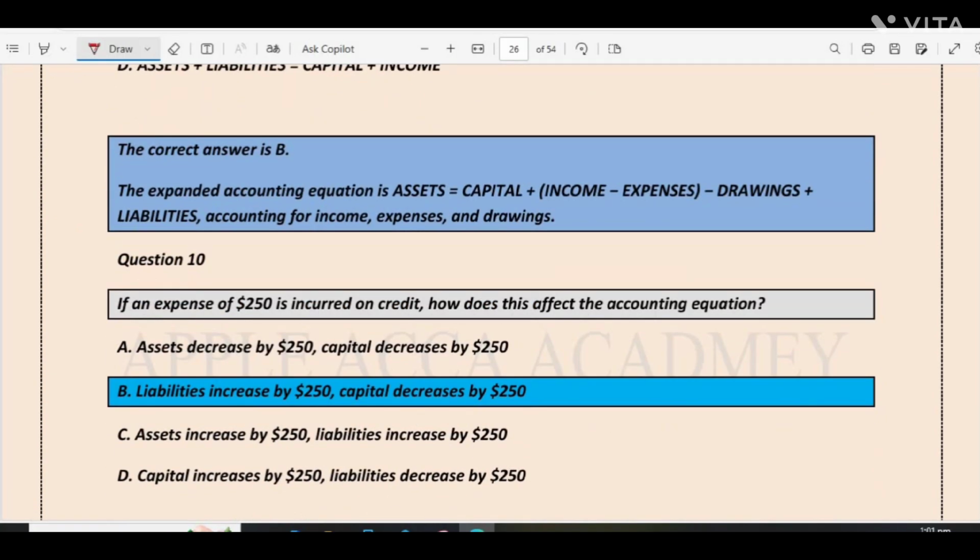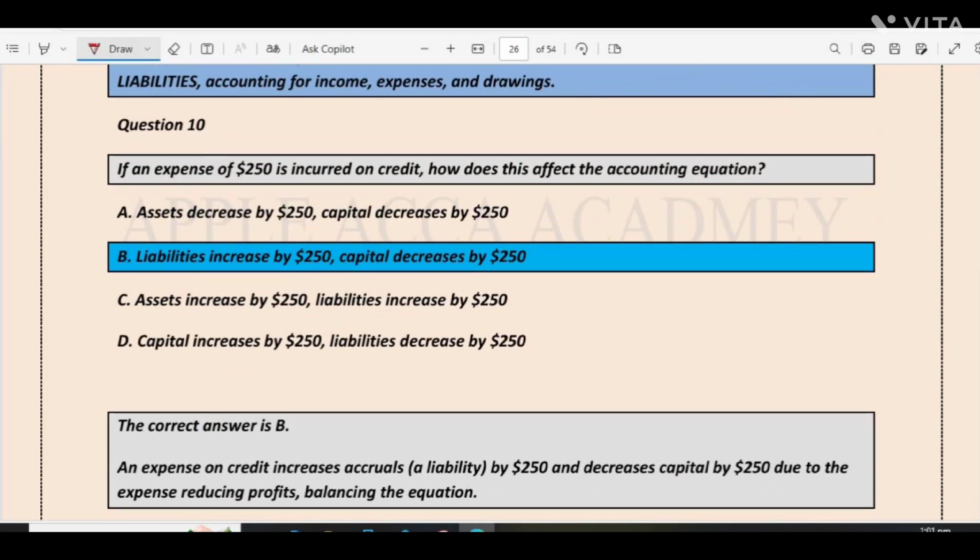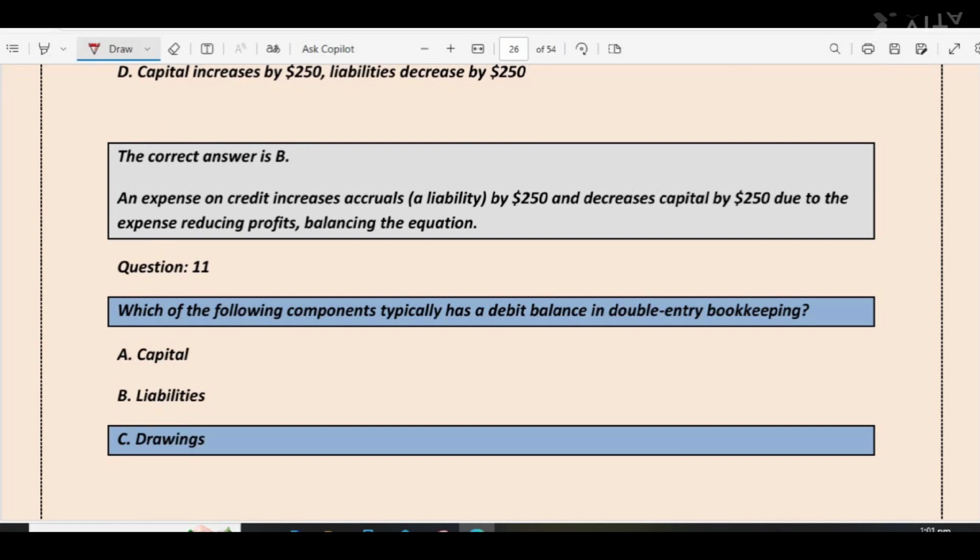Now MCQ number 10. If an expense of 250 is incurred on credit, how does this affect the accounting equation? Liability increases by this amount because the expense is on credit, so it will create a payable for you, and this will increase your liability, and it will decrease the capital too. So an expense on credit increases accrued liability by this amount, and decreases capital by this amount due to the expense reducing the profit.